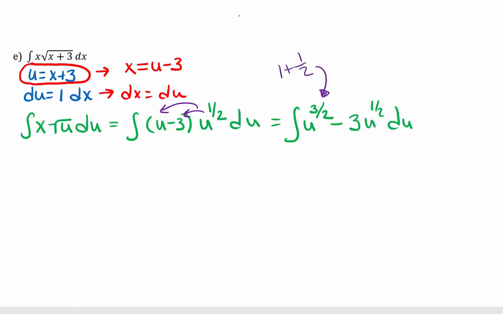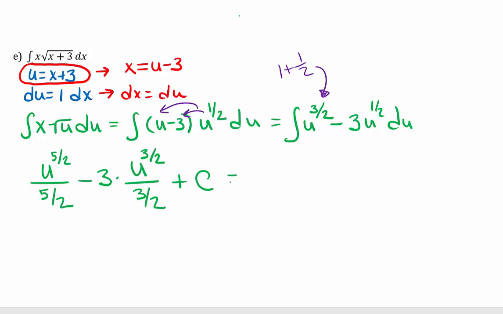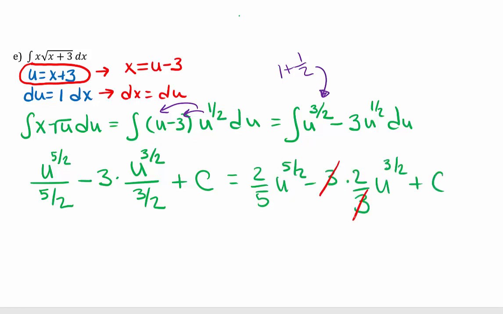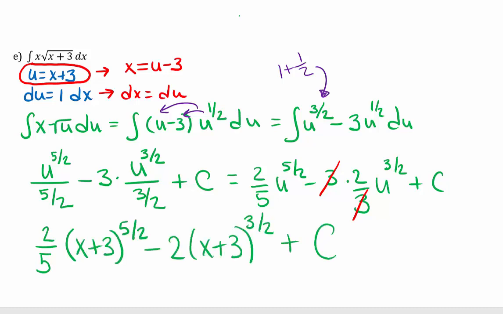And now this is something we can integrate. Let's see, 3/2 plus 1 is 5/2, so I get u to the 5/2 divided by 5/2 minus 3. And then 1/2 plus 1 is 3/2. So u to the 3/2 divided by 3/2 plus c. Dividing by fractions is the same thing as multiplying by their reciprocals. And 3 times 2/3 is just 2. And then finally, I am going to write this in terms of x, and then I'll be done with the problem. So let's see, we said u is x plus 3. And this kind of complicated expression is my final answer.